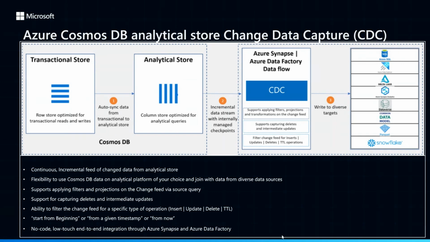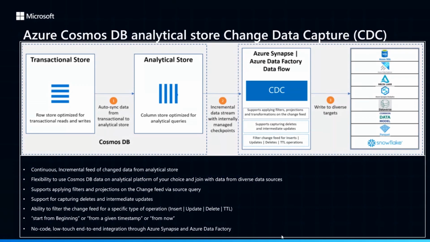It also supports applying filters and projections on the change feed via a source query. And so you can enable the CDC for the entire container, or you can say I want to enable CDC for field 1, field 3, and field 5, where field 7 equals ABC. Right? So you can provide a query and we will enable CDC for the results that satisfy that query criteria.